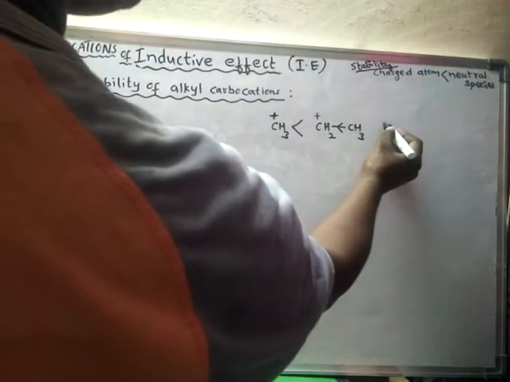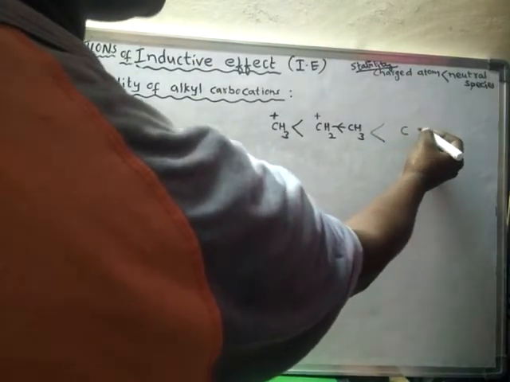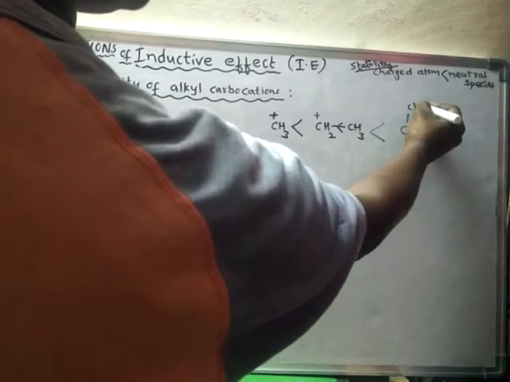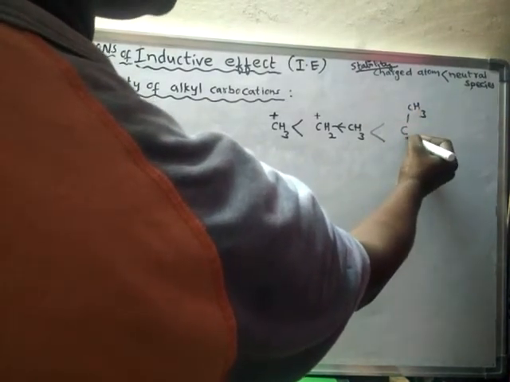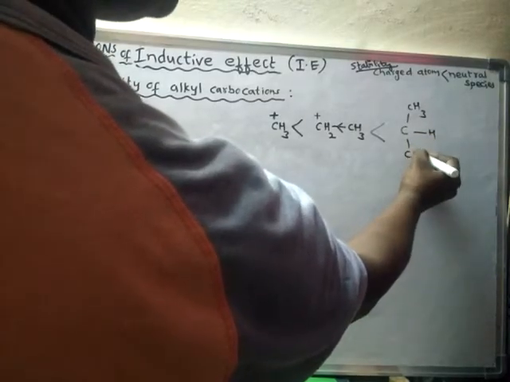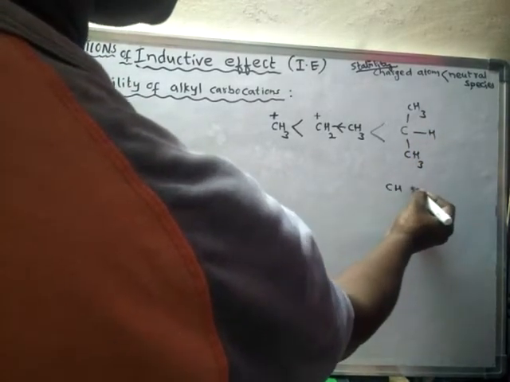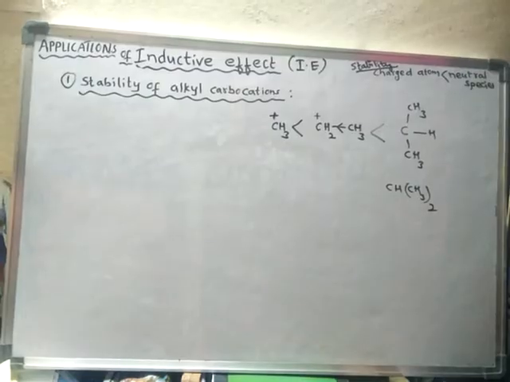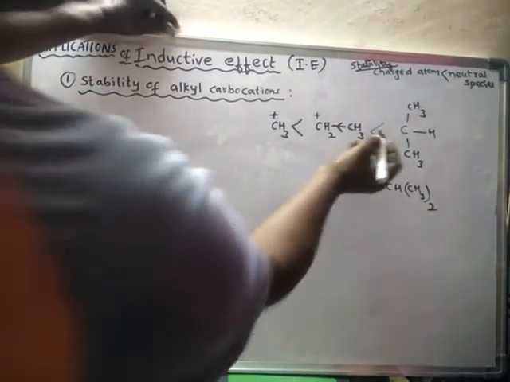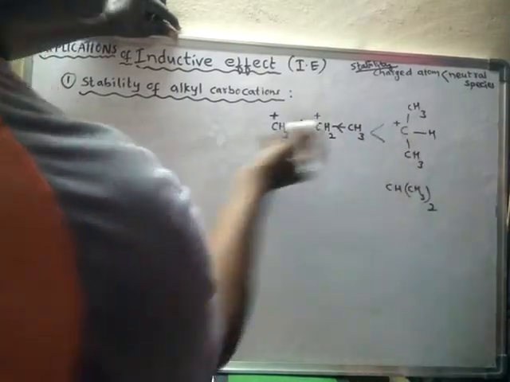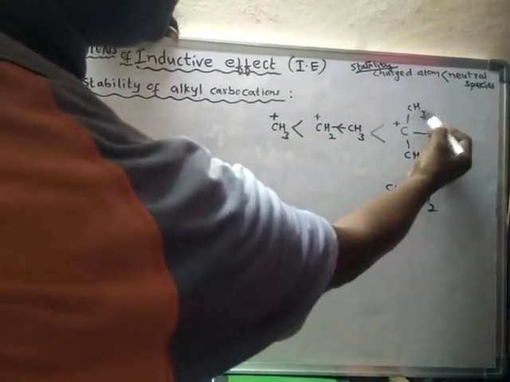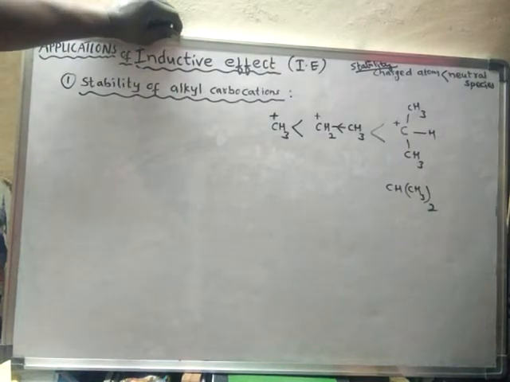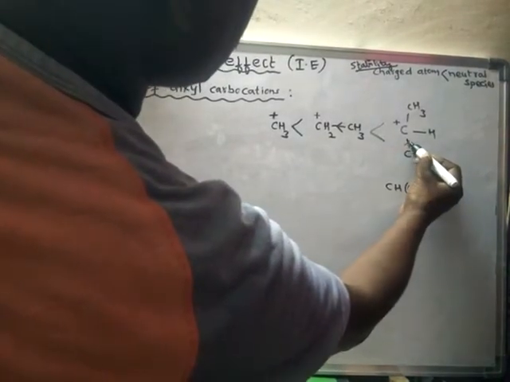When two hydrogens are replaced by methyl groups, let us assume, that means CH3 taken twice, it is called a secondary carbocation. It is a positively charged carbocation. So this is a methyl group and another methyl group. Methyl groups are electron releasing groups, so they will release electrons.